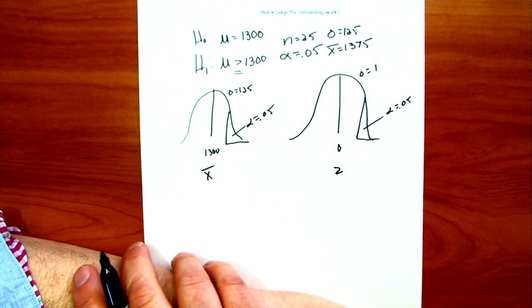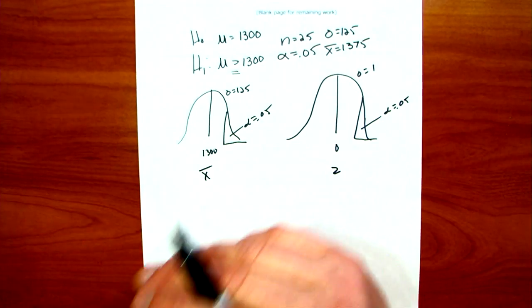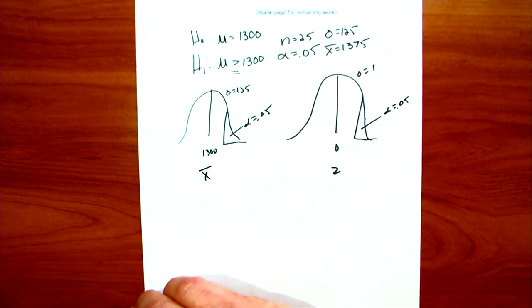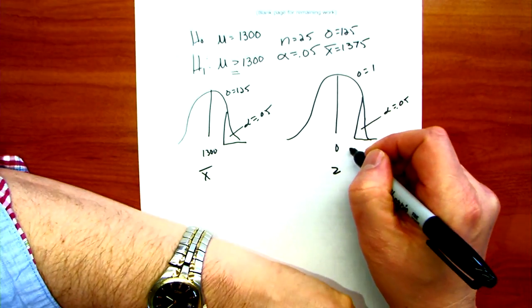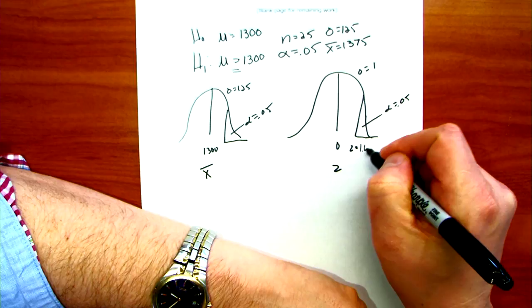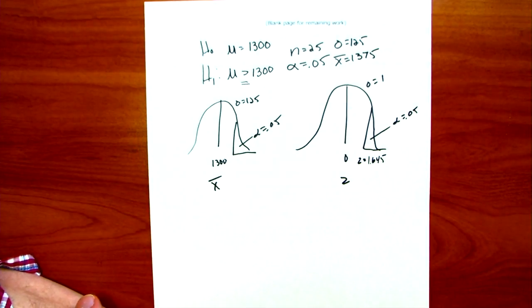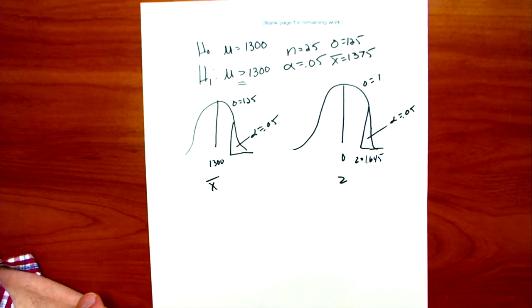Then it says set up the rejection region in terms of x bar and z. I have to start with z. Since alpha is 5%, what is my rejection region in terms of z over here? 1.645. Does everyone know where that comes from? There's a little table, 5% to the right, 1.645.